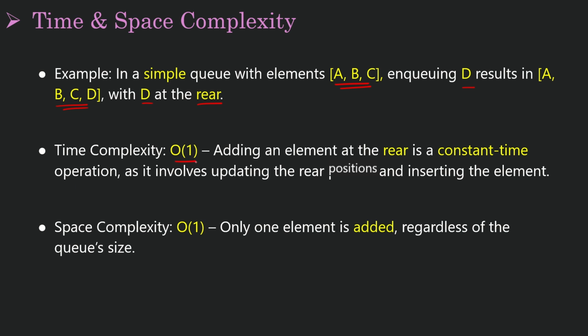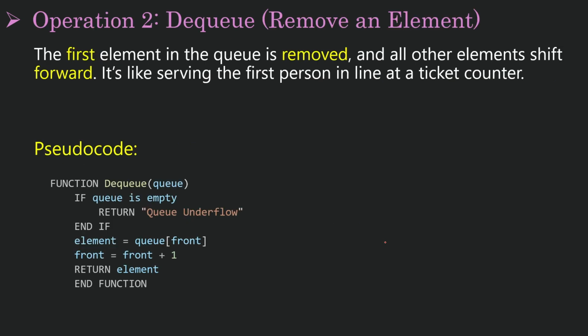Time complexity. O(1). Adding an element at the rear is a constant time operation, as it involves updating the rear position and inserting the element. Space complexity. O(1). Only one element is added, regardless of the queue's size.